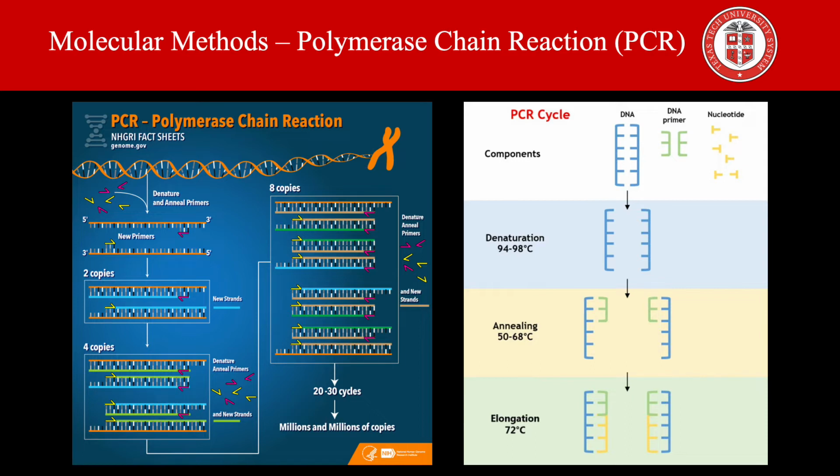Then each of these strands can be used to create two new copies, and so on and so on. This last step is called elongation. The cycle of denaturing and synthesizing new DNA is repeated as many as 30 or 40 times, leading to more than 1 billion exact copies of the original DNA segment.